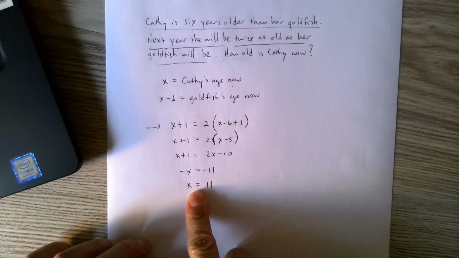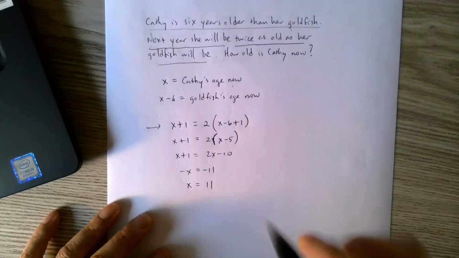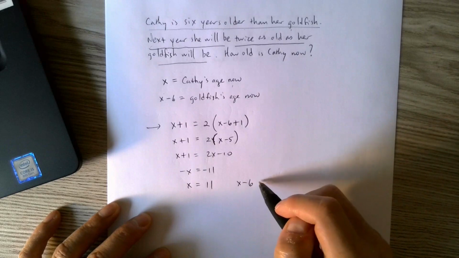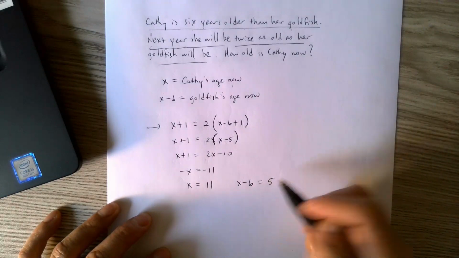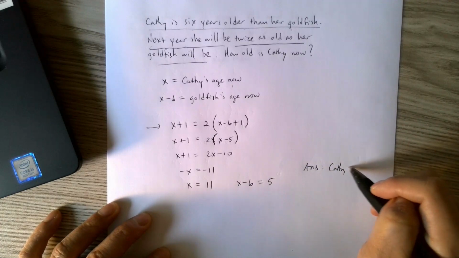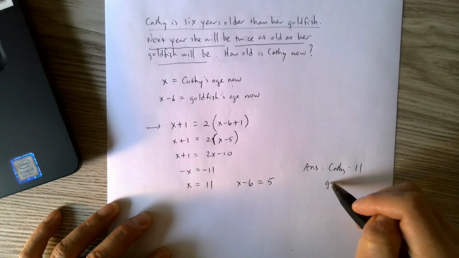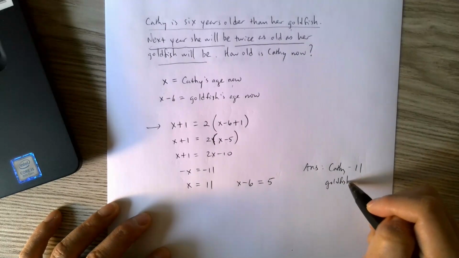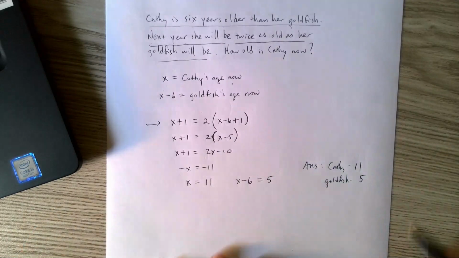Okay, so I'm getting Kathy's age is 11, and her goldfish is 5. So Kathy is 11 and goldfish 5.